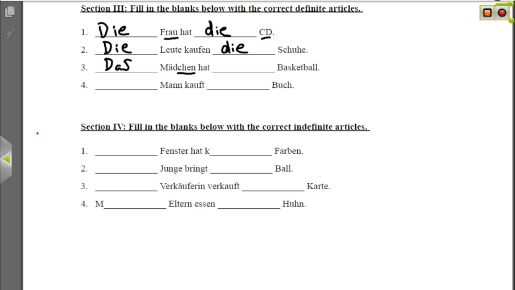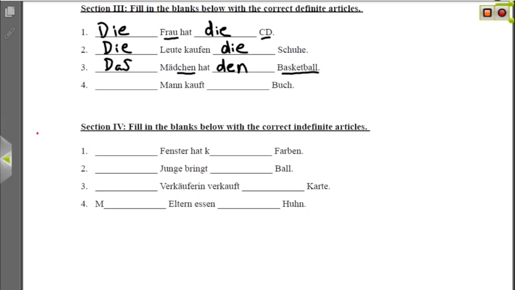Hat. What is being had in this sentence is a basketball, and a basketball is a masculine noun, and therefore we have the masculine accusative, because this is a direct object, and we have here den Basketball. Das Mädchen hat den Basketball. The girl has the basketball.